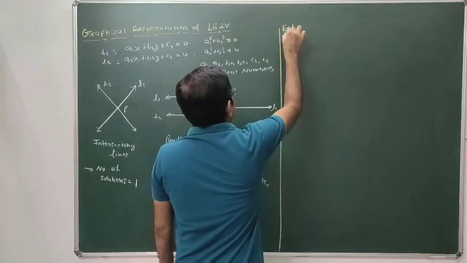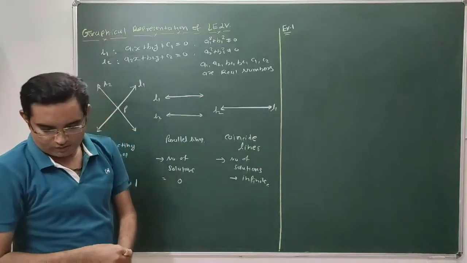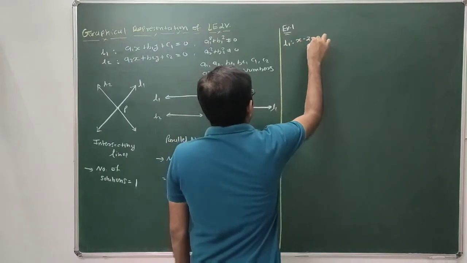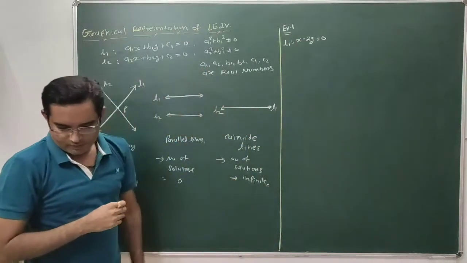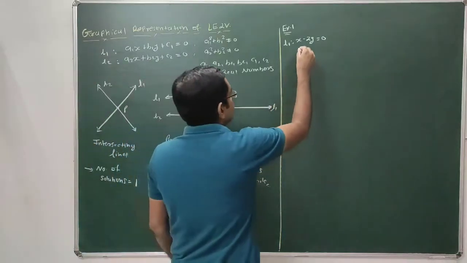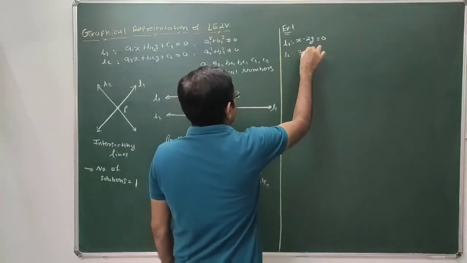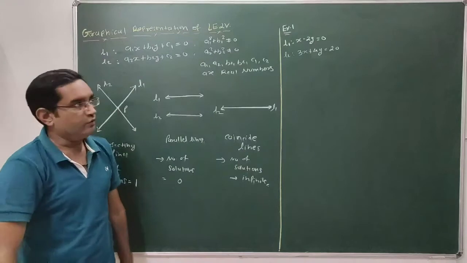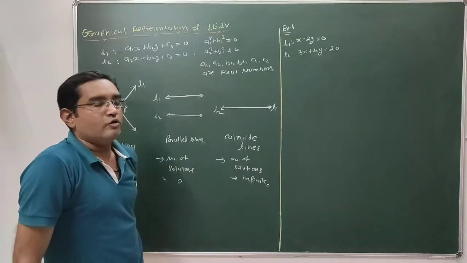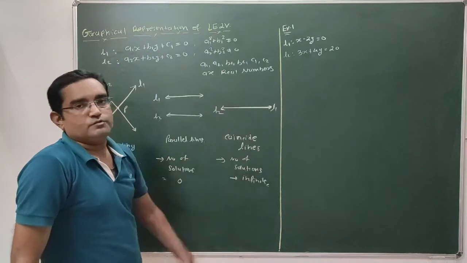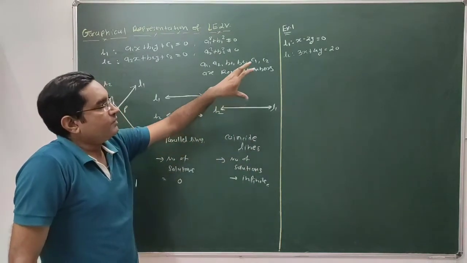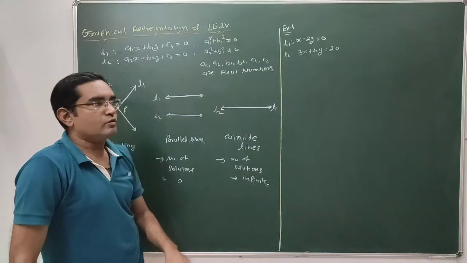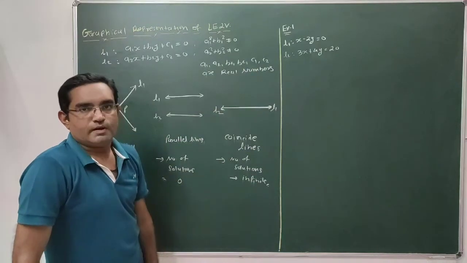In example number 1, we are given the equations. The equation for line L1 is x minus 2y equal to 0, and the equation for line L2 is 3x plus 4y equal to 20. So this is the pair of linear equations in two variables. We have to represent this pair graphically. In short, we have to draw the graph of both equations on the same graph paper.